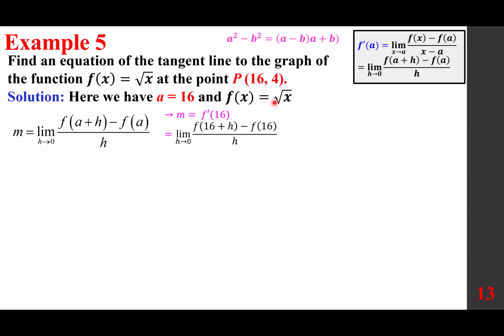So what is f of 16 plus h? It's square root of 16 plus h. What is f of 16? You have two choices. Just write down square root of 16 or use 4. It makes no difference. The reason I chose to go with square root of 16 is because what if that number wasn't a perfect square? Let's say it was 17, you would write square root of 17. It gives you the same result. When you plug in h equals 0, you get 0 over 0.